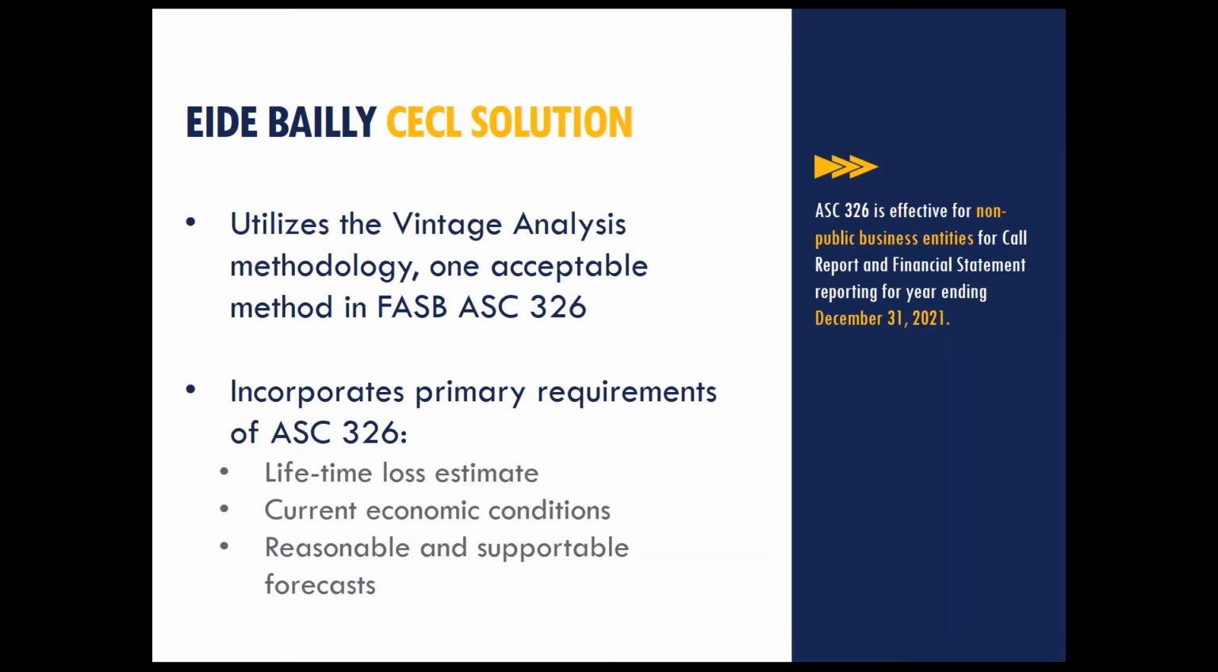The new CECL standard says that the allowance for credit losses may be determined using various methods. For example, an entity may use discounted cash flows methods, loss rate methods, roll rate methods, probability of default methods, or methods that utilize an aging schedule.